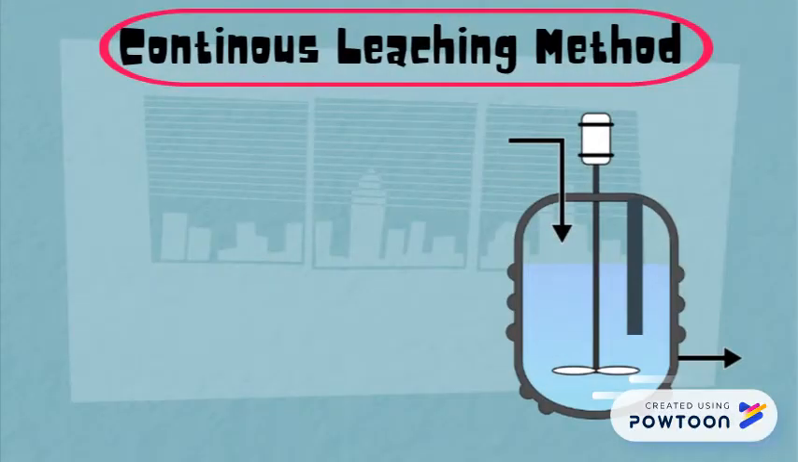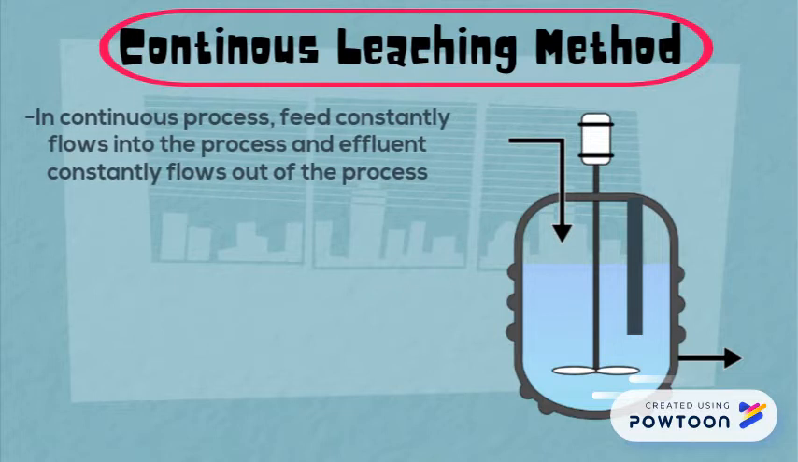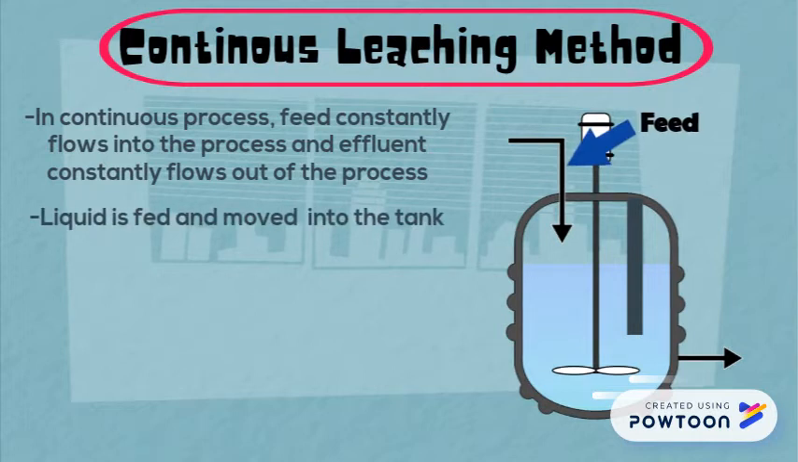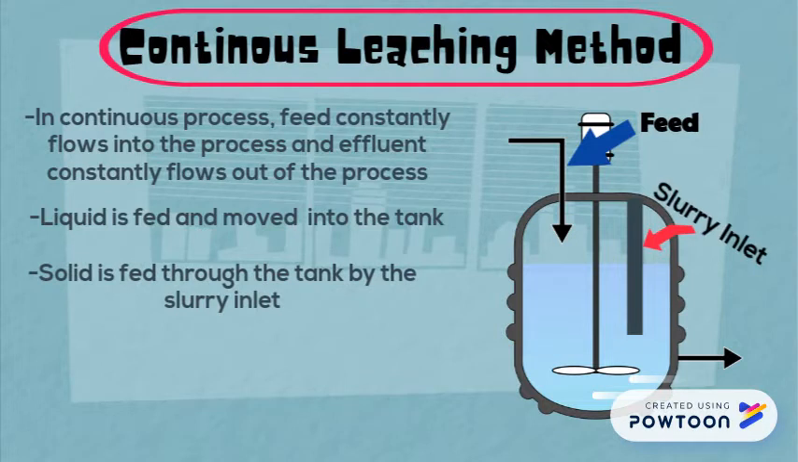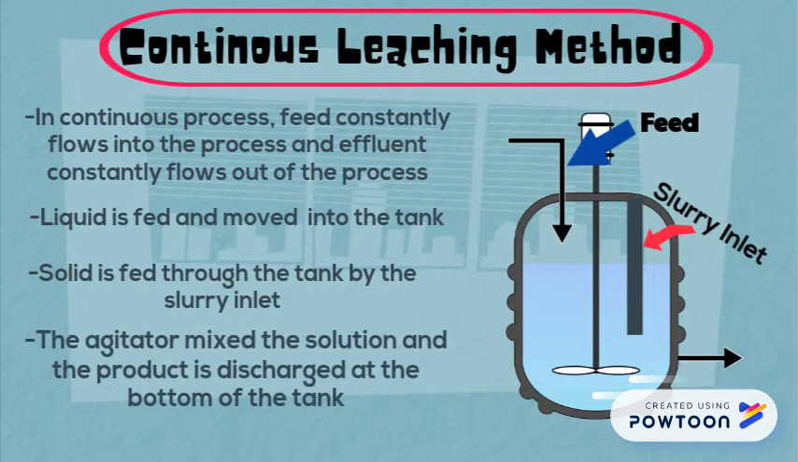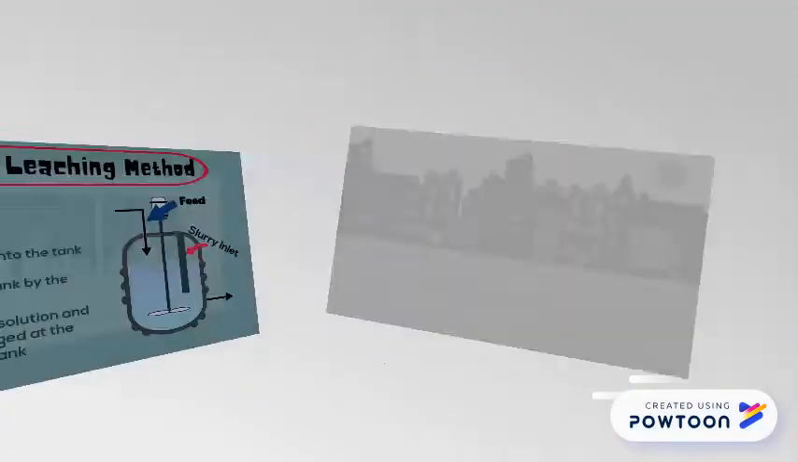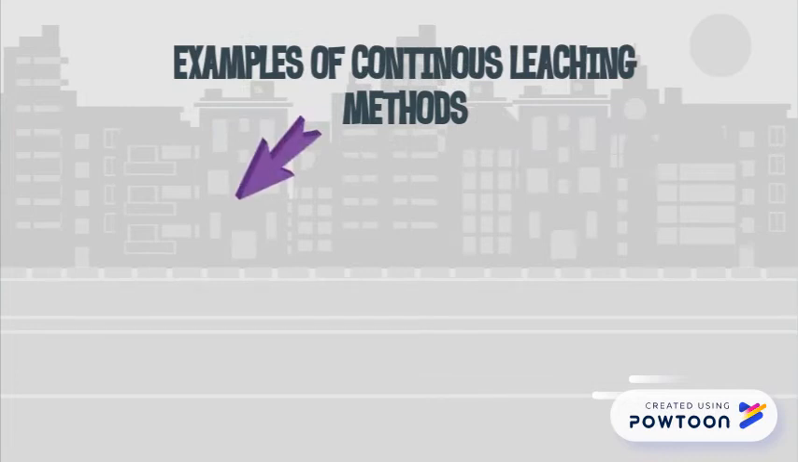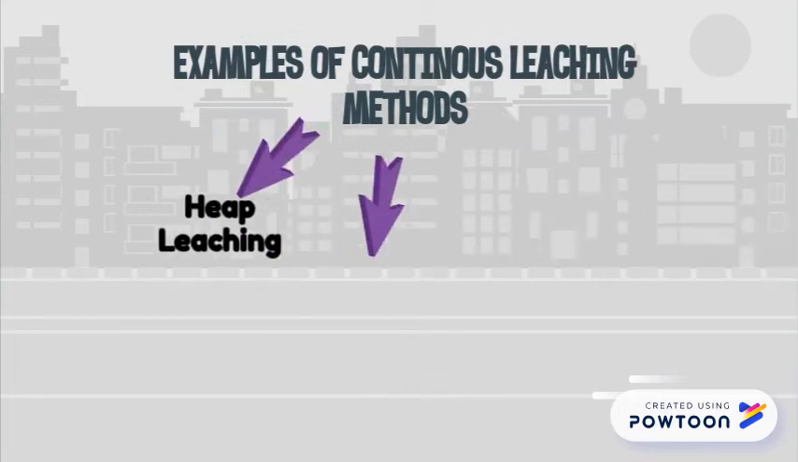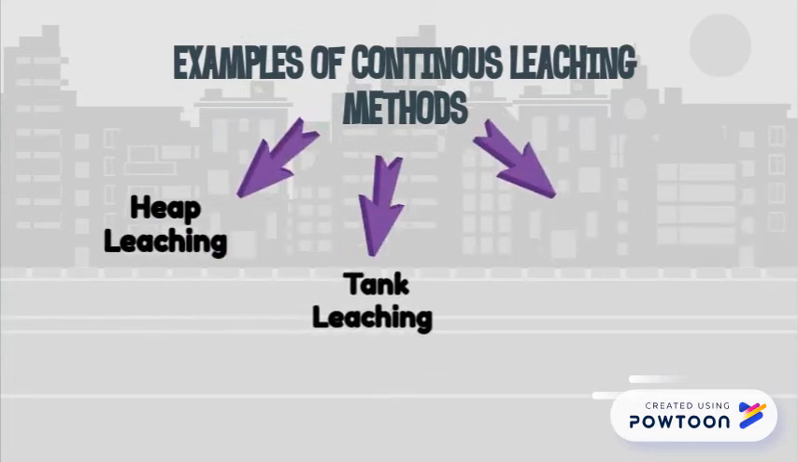Continuous leaching methods. In continuous process, feed constantly flows into the process and effluent constantly flows out of the process. Liquid is fed and moved into the tank. Solid is fed through the tank by the slurry inlet. The agitator meets the solution and the product is discharged at the bottom of the tank. Some examples of continuous leaching methods are heap leaching, tank leaching, and continuous vat leaching.